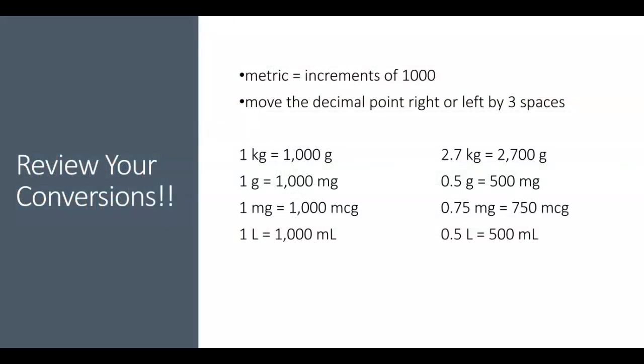Just a review of the conversions. Remember, 1 kilogram is 1,000 grams, 1 gram is 1,000 milligrams, 1 milligram is 1,000 micrograms, and 1 liter is 1,000 milliliters, and so on and so forth. I'll let you read through the slide. But the ones that I have on here are typically the ones that you'll be using most commonly for drugs and dosages. The only other one that you might see pretty frequently is kilograms to pounds and pounds to kilograms. Okay.